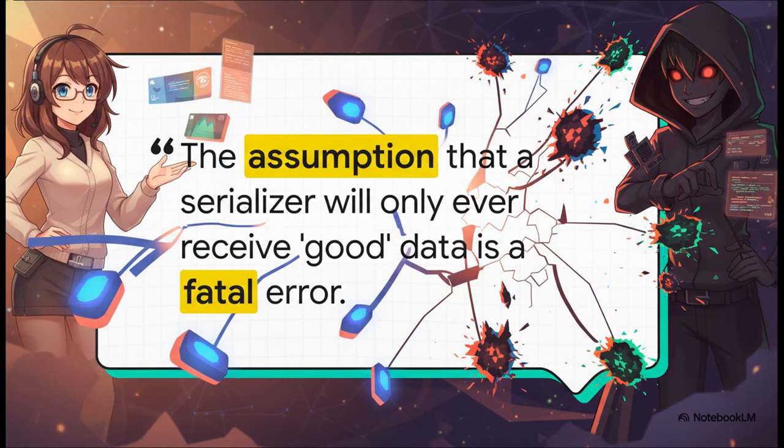Ultimately, the entire React to Shell saga can be summed up by this one powerful lesson from the security researchers. The assumption that a serializer will only ever receive good data is a fatal error. The system was simply designed with a level of trust that attackers were just all too happy to exploit.